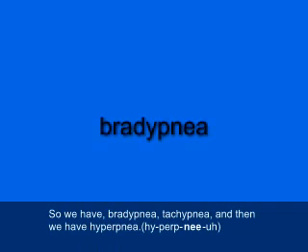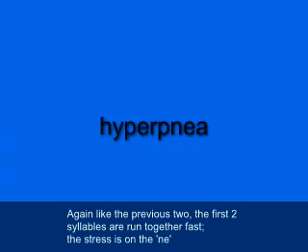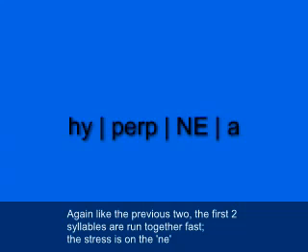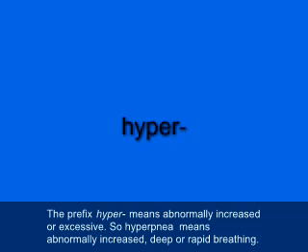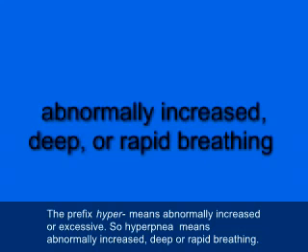So we have bradypnea, tachypnea, and then we have hyperpnea. Again, like the previous two, the first two syllables are run together fast. The stress is on the knee. Hyperpnea. What would that term mean based on its word parts? The prefix hyper means abnormally increased or excessive. So hyperpnea means abnormally increased, deep, or rapid breathing.